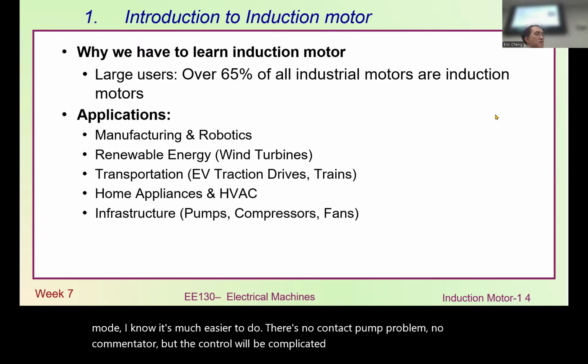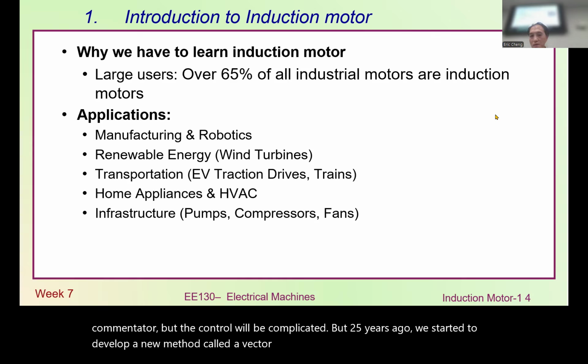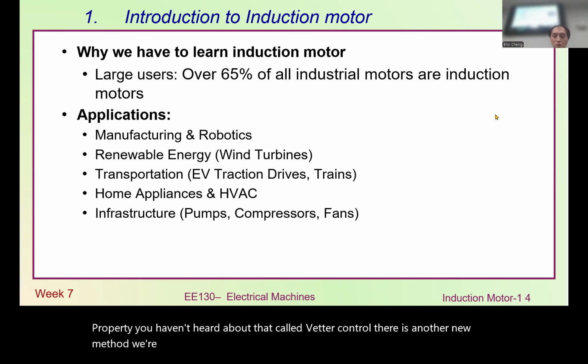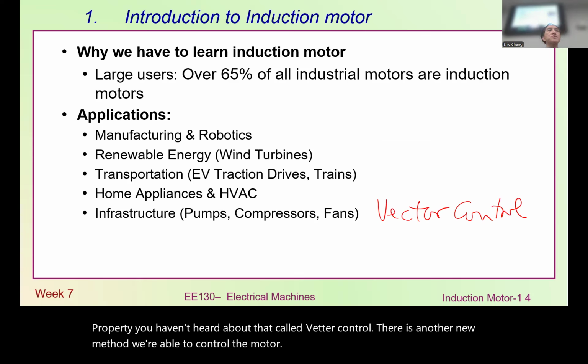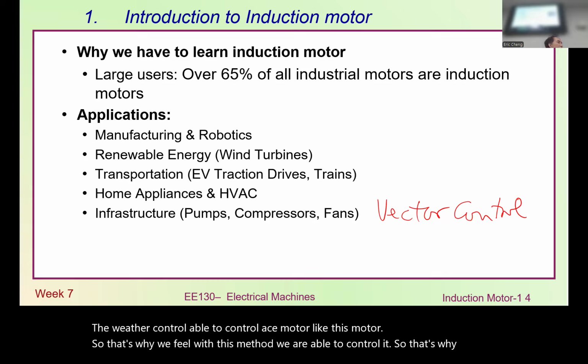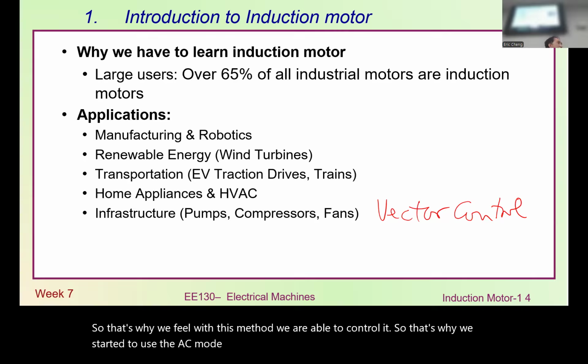But 25 years ago, we started to develop a new method called vector control. Probably you haven't heard about that. That is another new method to control the motor. The vector control is able to control an AC motor like a DC motor. So that's why we developed this method, so we are able to control it, and that's why we started to use the AC motor again. It is a similar method to how we control the DC motor.